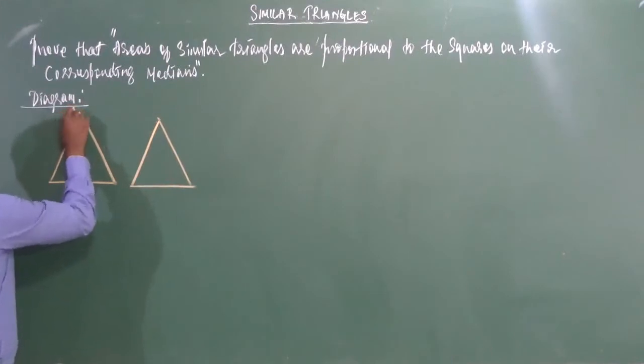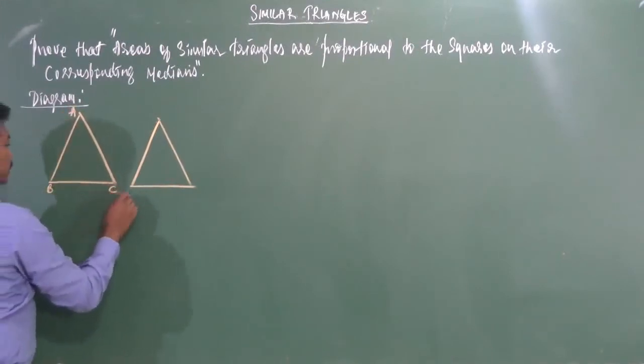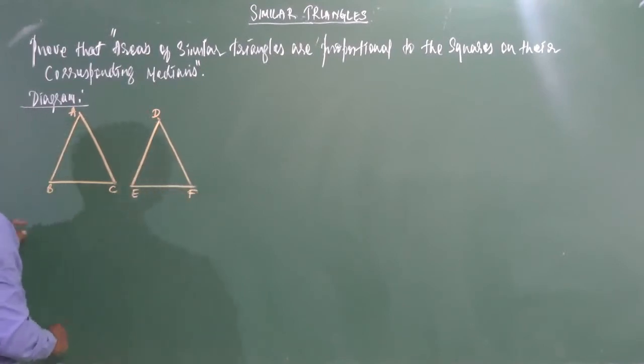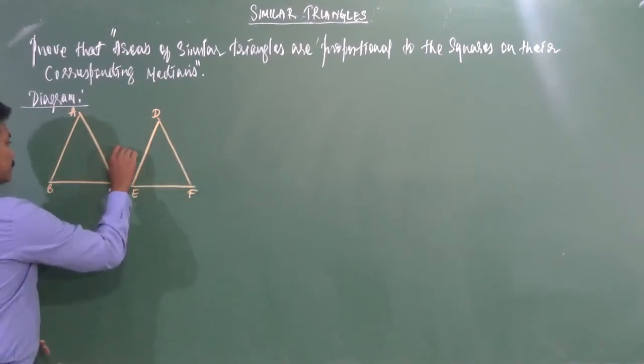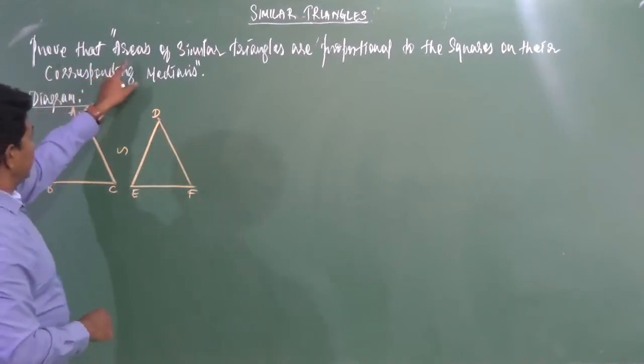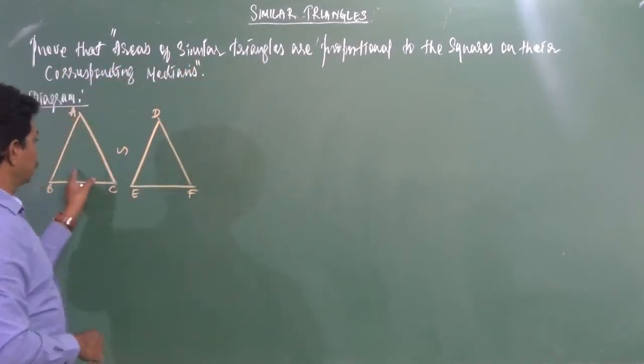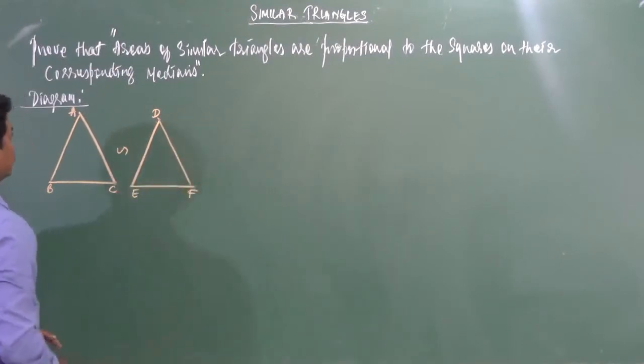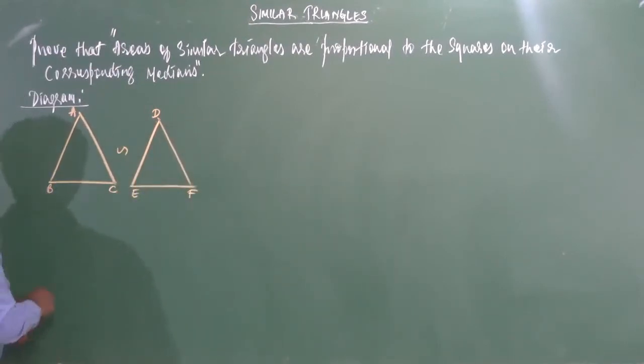Right. So let us call it triangle ABC. Let us call it triangle DEF. These two triangles are already similar, right? So prove that the areas of similar triangles are proportional to the squares on their corresponding medians. So we have to draw 2 medians here.